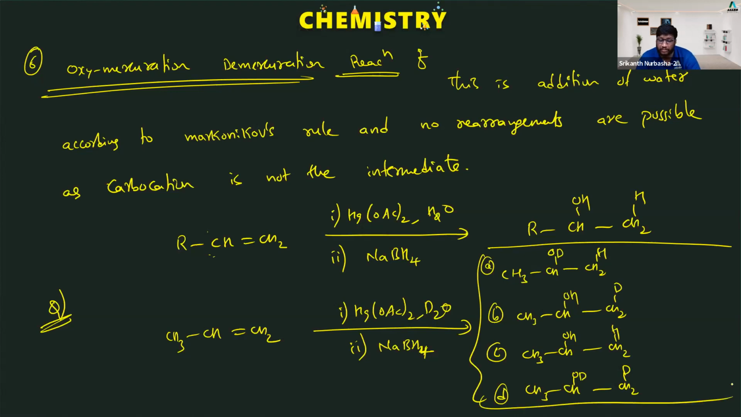Which was the right answer? Option A. Option A, because you need to understand that whatever the OH group you are adding is obtained from water. So if you take D2O, you will get OD added, and NaBH4 is actually supplying the hydrogen. So if you take NaBH4, the hydrogen is going to be added. So option A is correct.